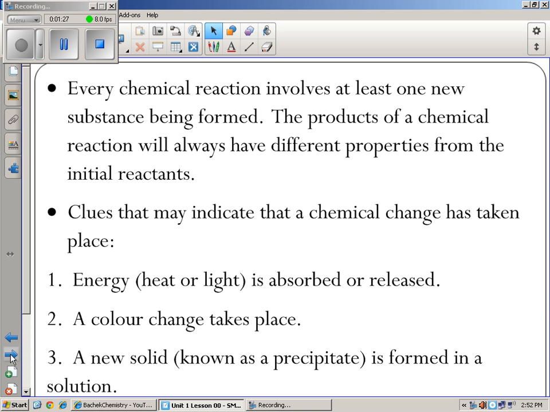How do you know if a chemical change has taken place? Well, there's clues that indicate a chemical change taking place. There's 4 of them that we have up here for you, okay? So the products, of course, will always be different than the reactants, and that's another thing to know there. All right, so let's copy those down.